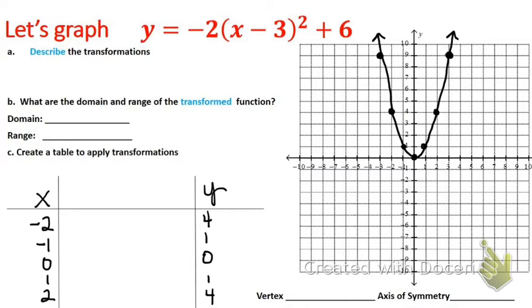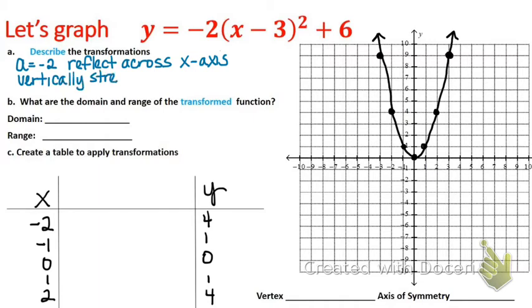So for this example, a is actually -2. And because it is -2, that is going to cause this parabola to reflect across the x-axis. So remember, this one is going to look like a frown instead of a smile. Also, because the absolute value of -2 is +2, it is going to vertically stretch. The h value is inside and opposite. So it's a +3. So it's going to move right 3. And the k value is 6. So this parabola will move up 6.